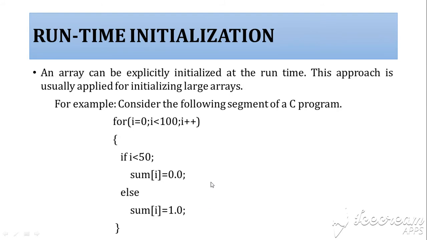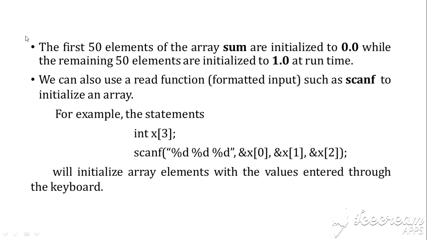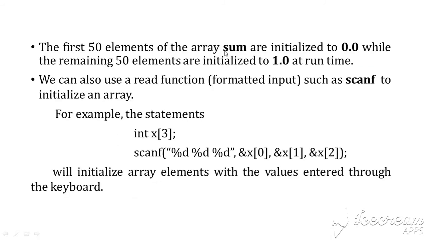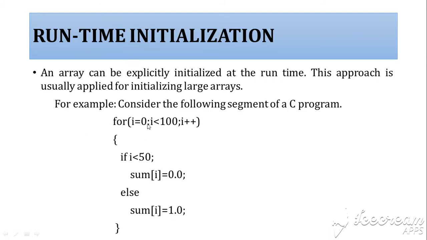Yet another option for initialization of arrays is runtime initialization, that is any initialization that happens to the array while it is in execution. Suppose here is the case. The first 50 elements of the array sum are initialized to 0 while the remaining 50 elements are initialized to 1 at runtime. The name of the array being sum, you run a for loop which runs from 0 to 100, a total of 100 times, starting from 0 to 99.